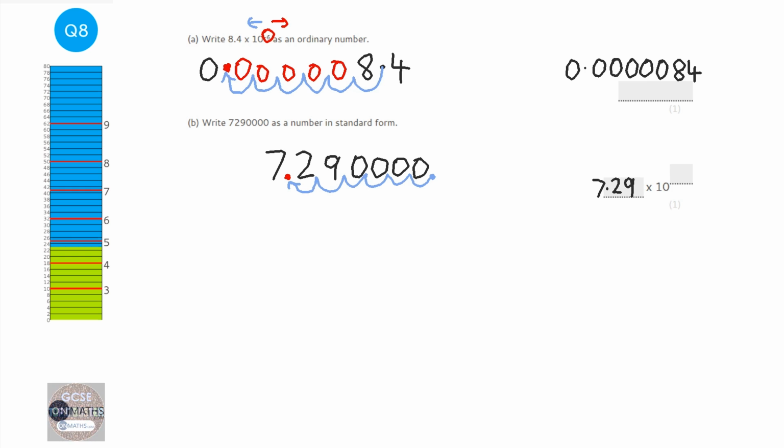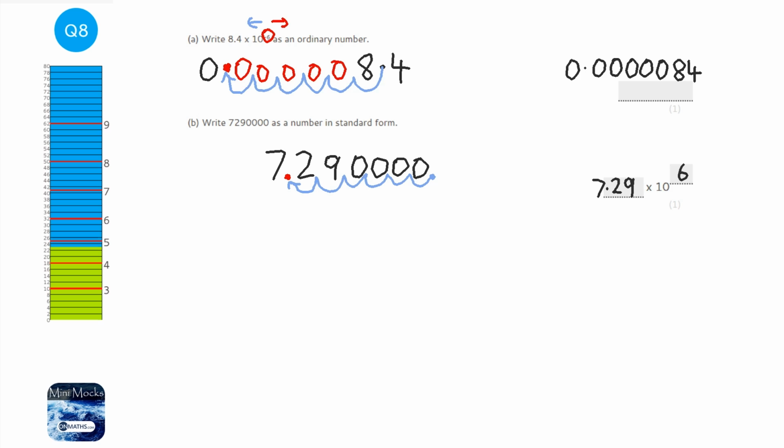Okay, so the rule is that the number has to be between 1 and 10, which this one is. Now, if you had a big number, then the power of 10 will be positive. Now here we did have a big number, so it's going to be positive 6. On the previous one, we had a small number, 0.00000084, and you can see that the power in the question was negative. So negative power of 10 is a really small number, positive power of 10, a really big number.